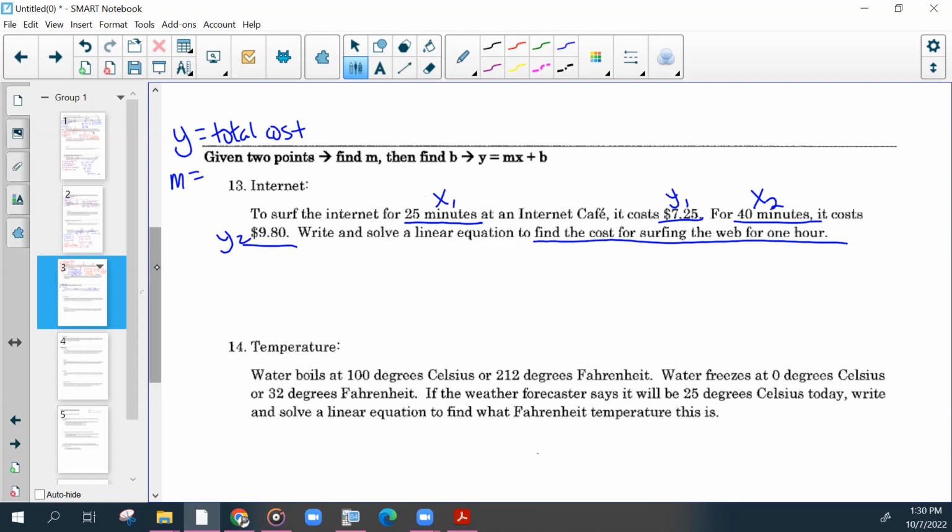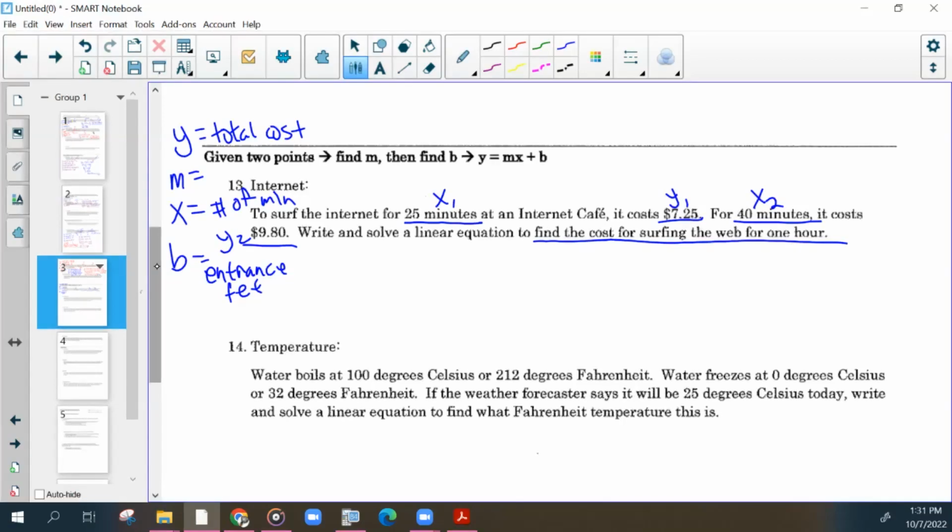X, we know, has been number of minutes. B is usually going to be like some entrance fee, or the price to start surfing the web or something like that. We can kind of make that up even though it doesn't say that. So first, let's find our slope.